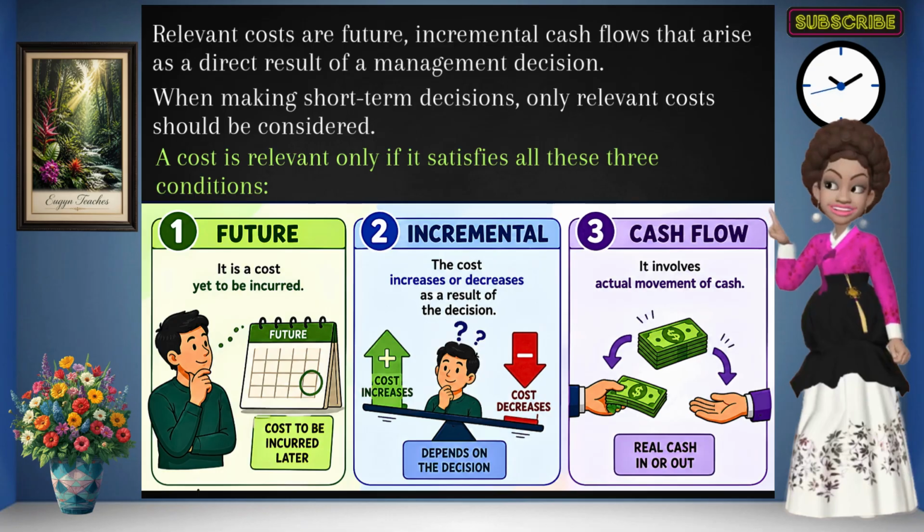1. Future. It is a cost that will be incurred sometime in the future. 2. Incremental. That cost is affected by the decision. Either it increases or decreases as a result of the decision. 3. Cash flow. It involves actual movement of cash. Either it is a cash inflow or a cash outflow.